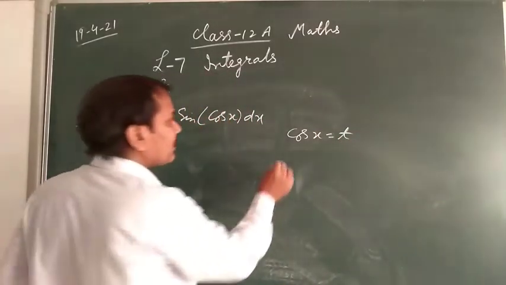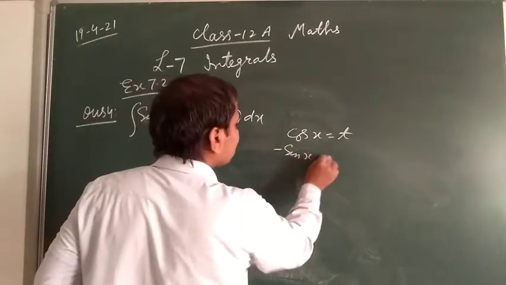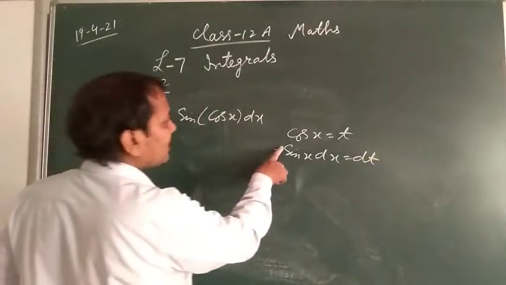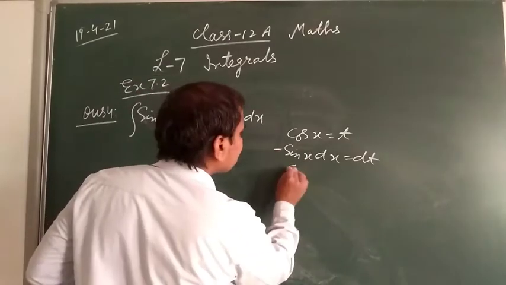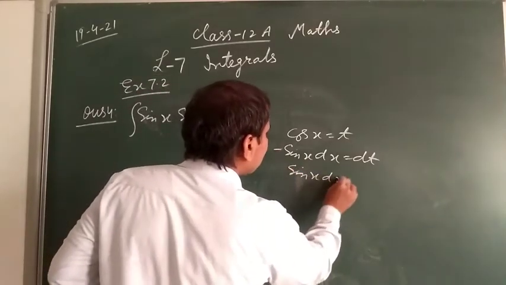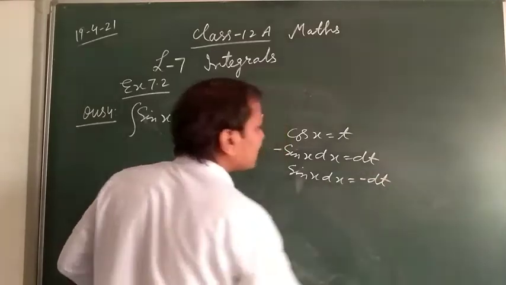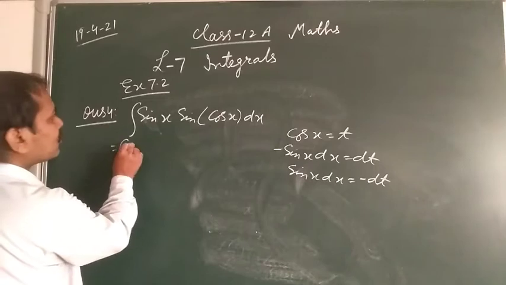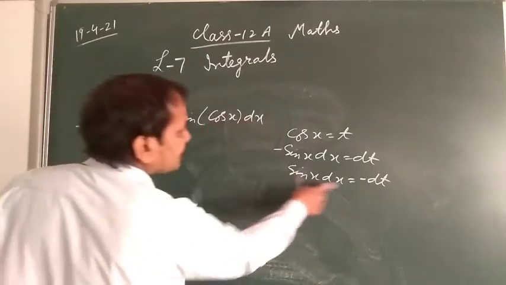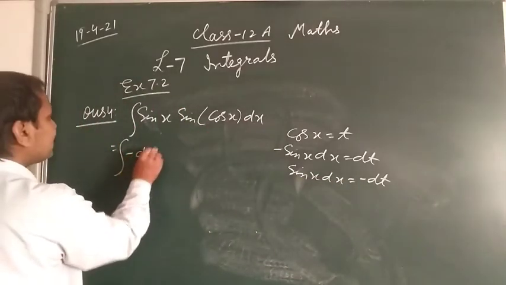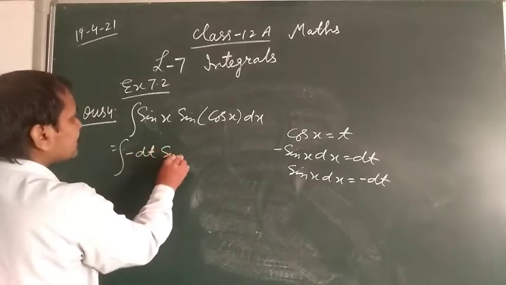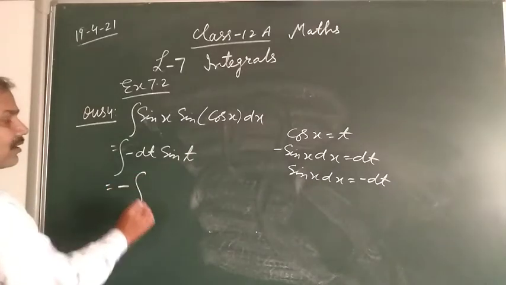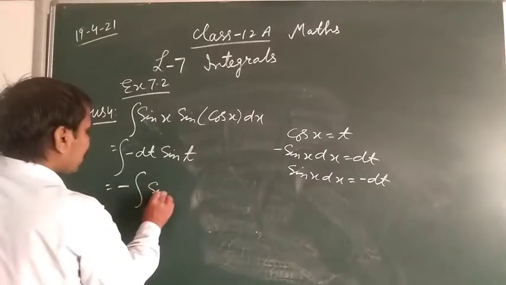So the differentiation of cos x gives minus sin x dx is equal to dt. Minus is not given here, so transfer the minus to that side. So sin x dx is equal to minus dt. Put here: in place of sin x dx we can write minus dt, and here sin of cos x is sin t. So the minus is taken out.